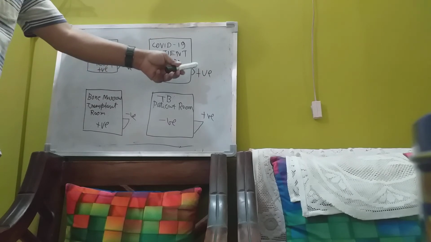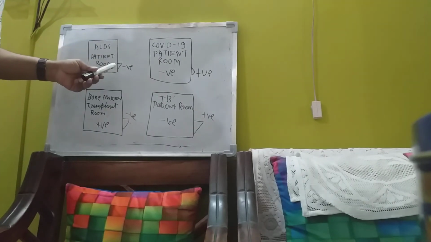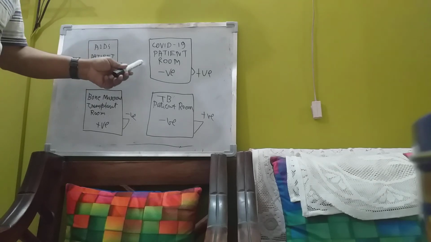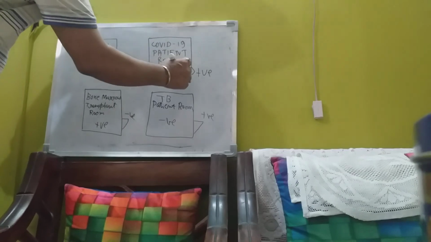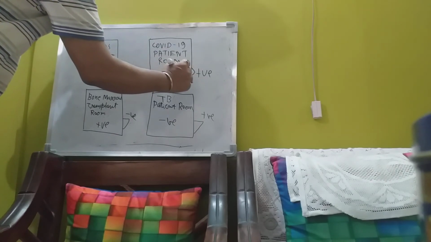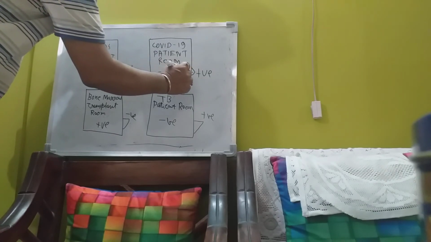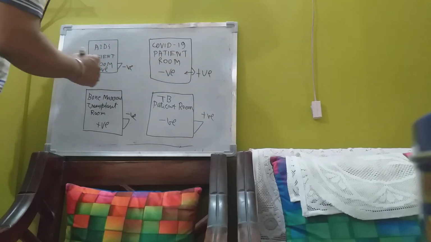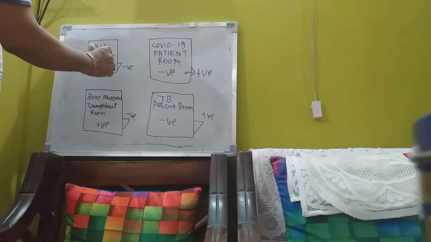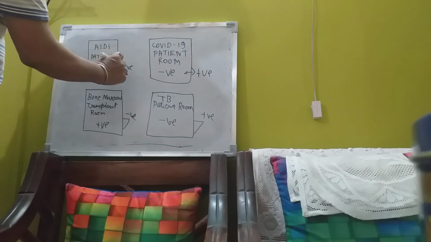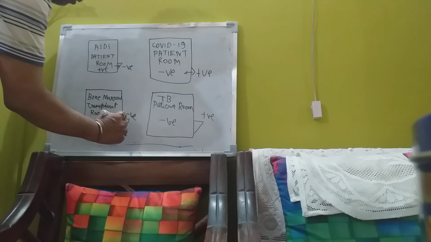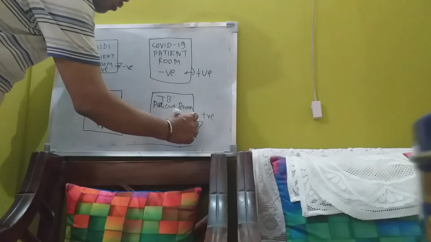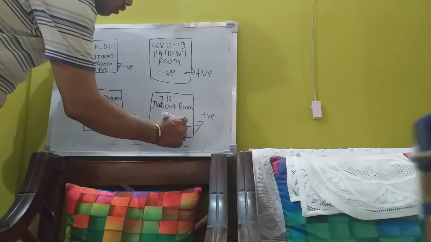So when you open the door, air enters inside. In case of negative pressure, when you open the door, the air comes inside. When you open the door from a positive room, the air goes outside. This is the airflow direction. In case of positive, this is the airflow direction. In case of negative, this is the airflow direction.